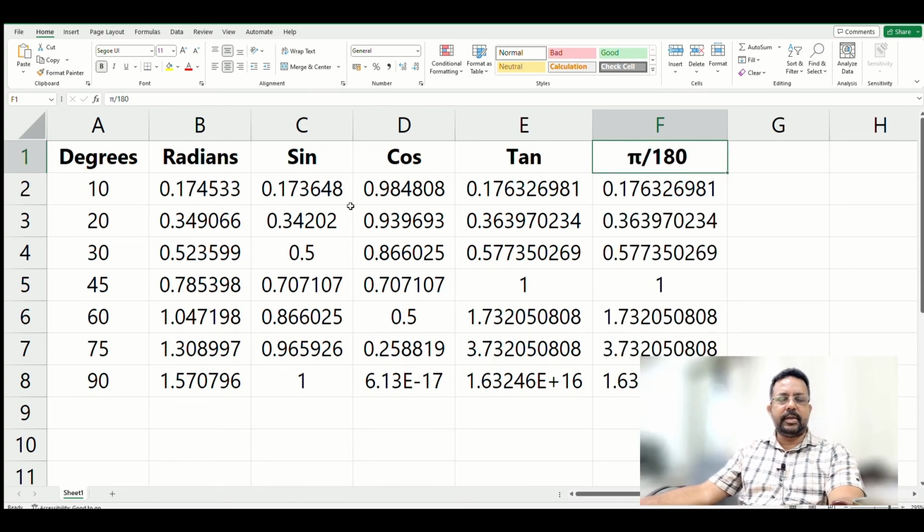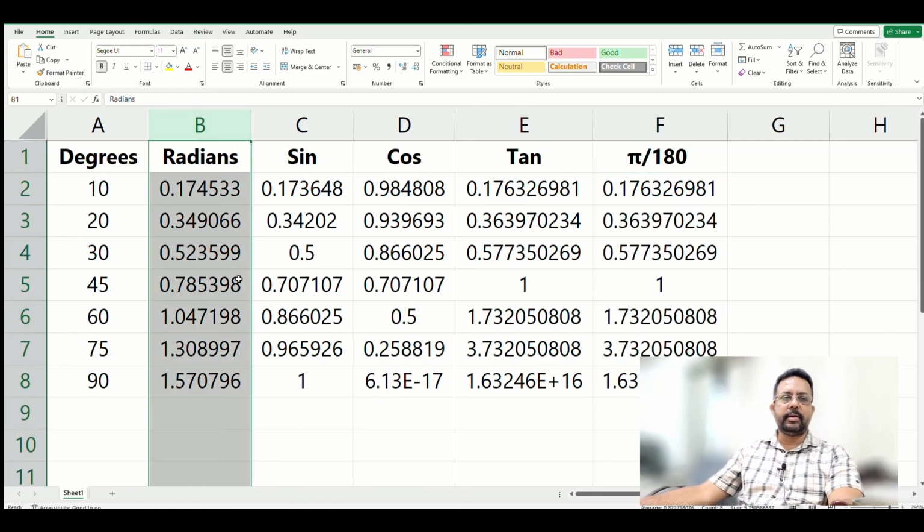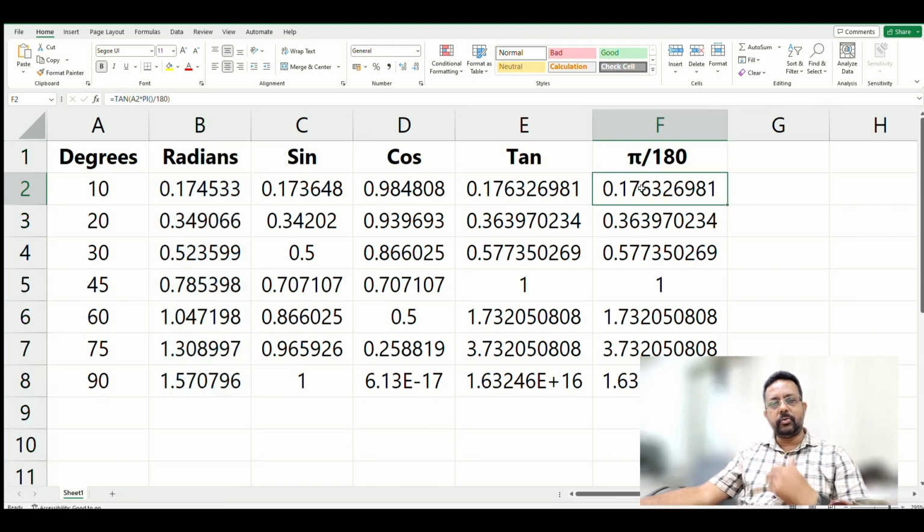So friends, these are the two ways that you can do it. You can use the radians to do all your sine, tan and cos formula, or you can use pi by 180 formula.